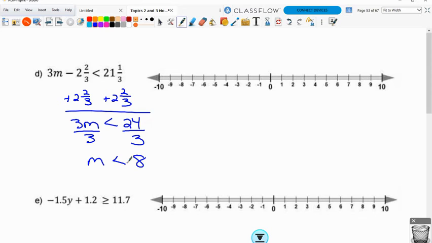So we find 8 on the number line. Since we can't be equal to 8, we need an open circle. And now we're going to shade to the left because it said less than 8. So shade all of the values to the left on the number line. And once again, bold the arrow on the left-hand direction. All of these numbers that we have shaded in could be a solution to the original inequality.